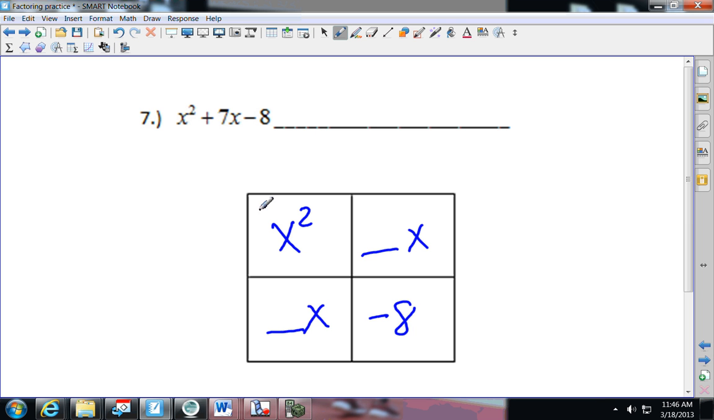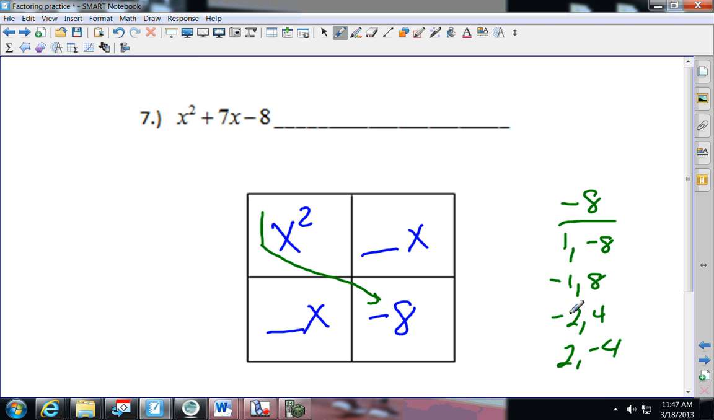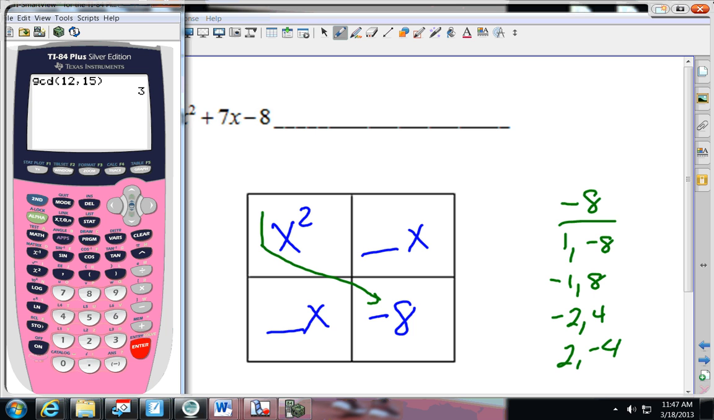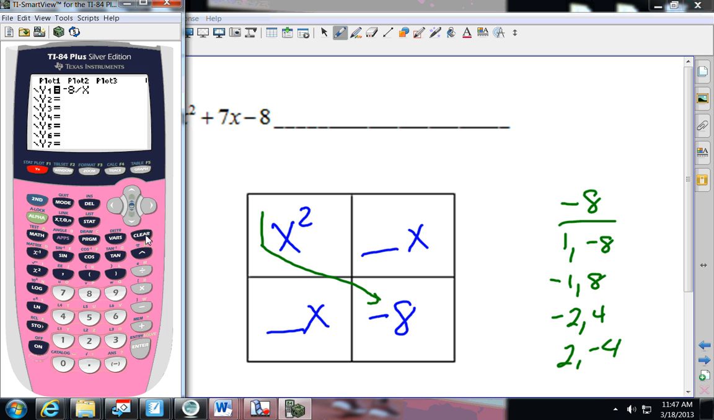Okay, the number in front of your x squared. 1 times -8 is negative 8. I need the factors of negative 8. I have 1 and negative 8, negative 1 and 8, negative 2 and 4, 2 and negative 4. Now, if you don't know these, you can also go into the calculator, go to y equals, and put in there, oh, that was already there, negative 8 divided by x. Second graph. Now, looking here, there's my factors listed.